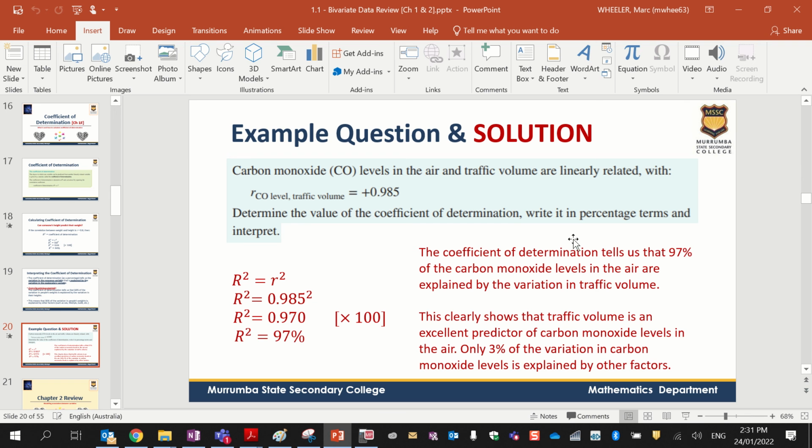So the coefficient of determination tells us that 97% of the variation in carbon monoxide levels in the air is explained by the variation in traffic volume. So it's quite a large amount. This clearly shows that traffic volume is an excellent predictor of carbon monoxide levels in the air, as only 3% of the variation of carbon monoxide is explained by other factors. And that's Chapter 1 review.